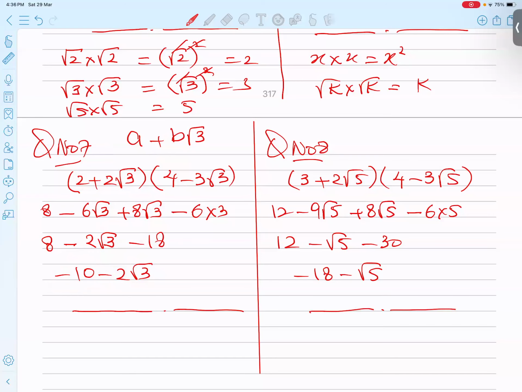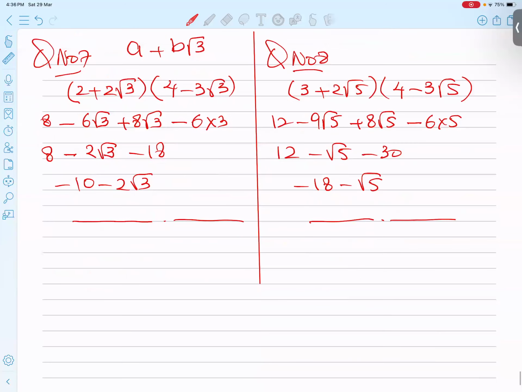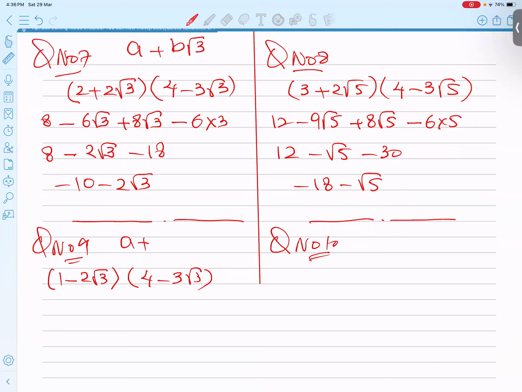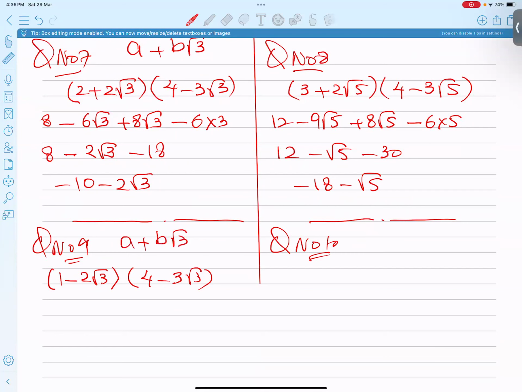And now I'm going to give a question. All of you get ready. Question number 9, attentive please. Number 9 and number 10. Okay, then I'll go for division criteria. But this time you will try 1 minus 2 root of 3 and 4 minus 3 root of 3. And you have to convert into a plus b root 3 format.